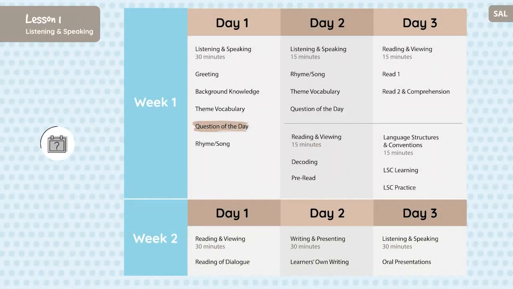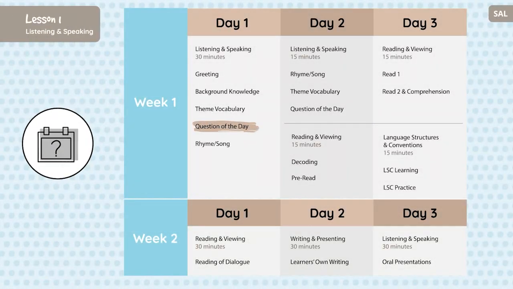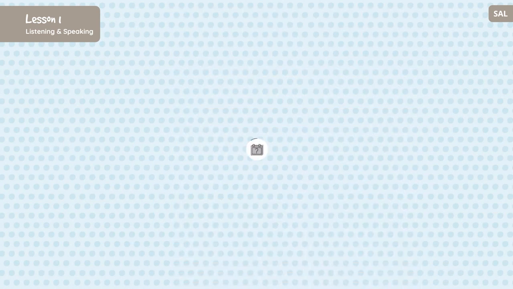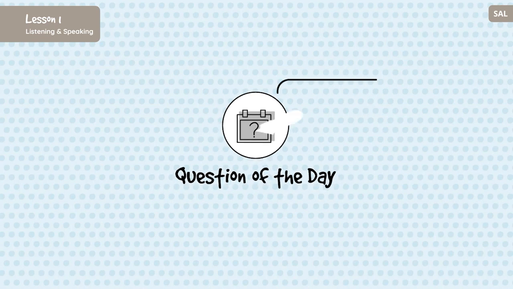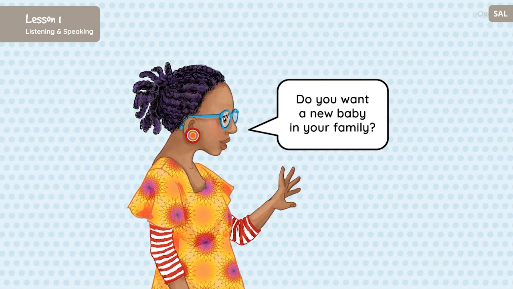Part 4 of Lesson 1 is the question of the day. A good way to improve the vocabulary of your learners is to prompt them to answer the question of the day. Do you want a new baby in your family?